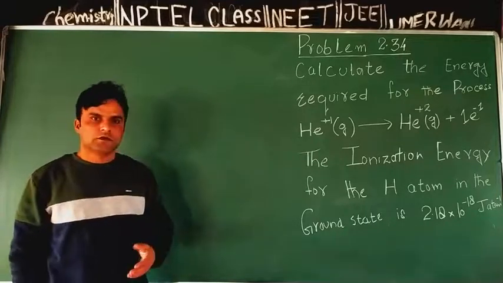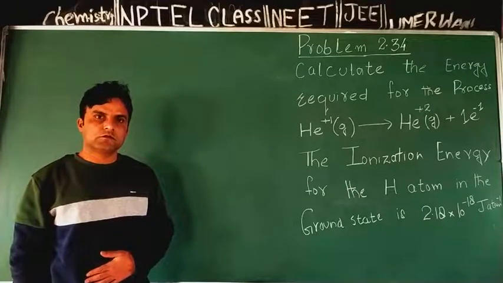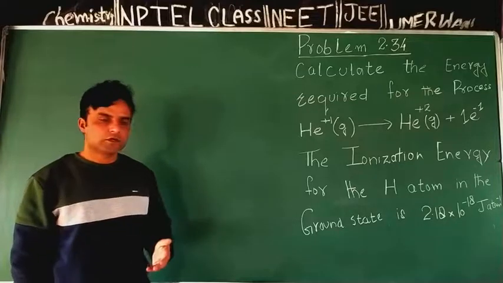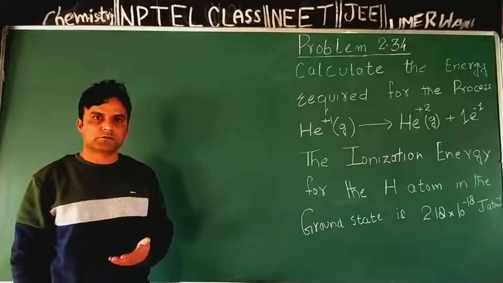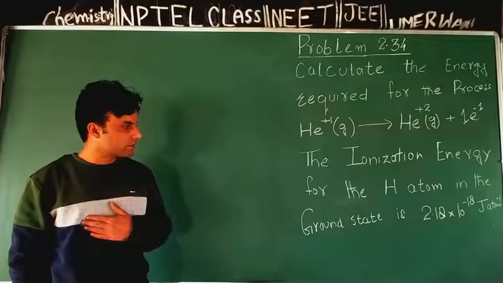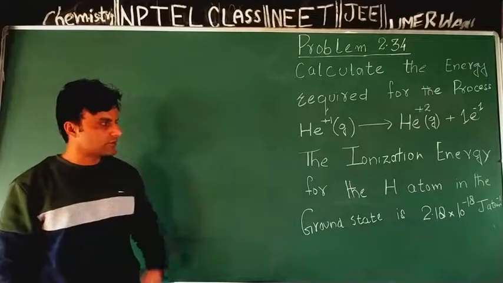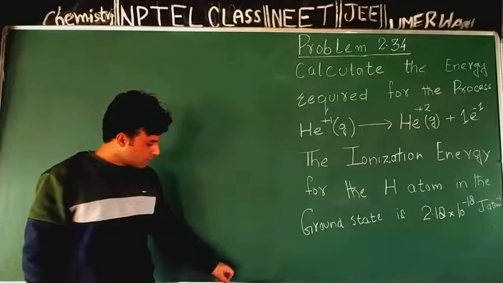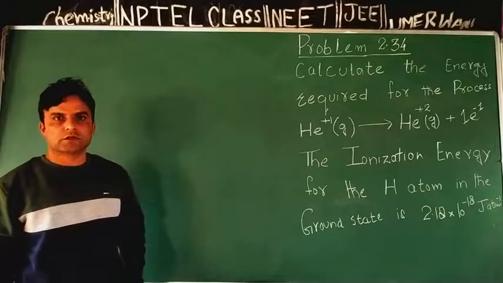And it means if electron is present in n is equal to 1 of hydrogen, and now we show interest to remove this electron from n is equal to 1, from first orbit of hydrogen, to an infinite orbit where it will not experience nuclear attraction, energy required in joules is 2.18 into 10 raised power minus 18 joules. This problem is based on Bohr's model of hydrogen atom.